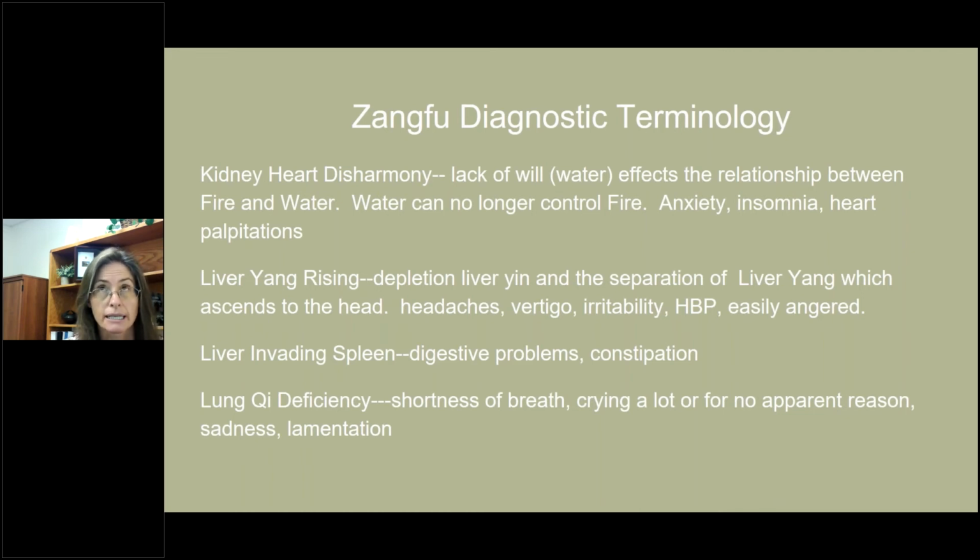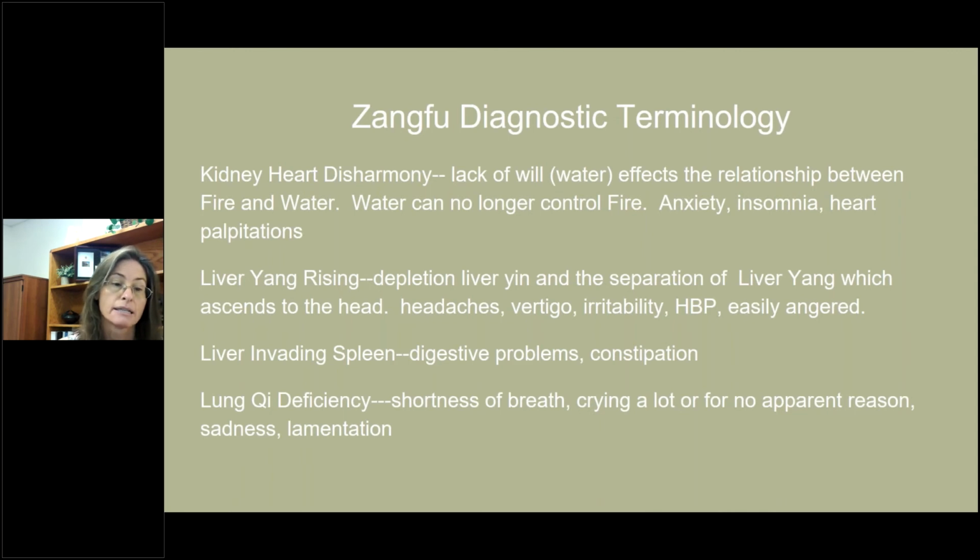Liver yang rising is what we spoke of before, where the yin of the liver becomes deficient and the yang, the heat aspect, rises up to the tops of the body and creates headaches, vertigo, irritability, high blood pressure. And these people are usually easily angered.